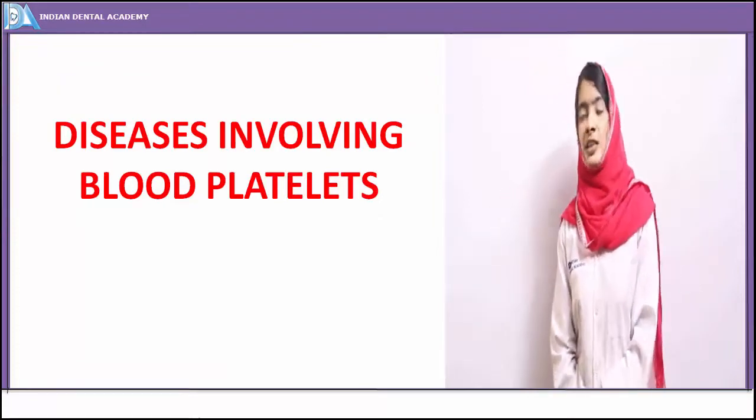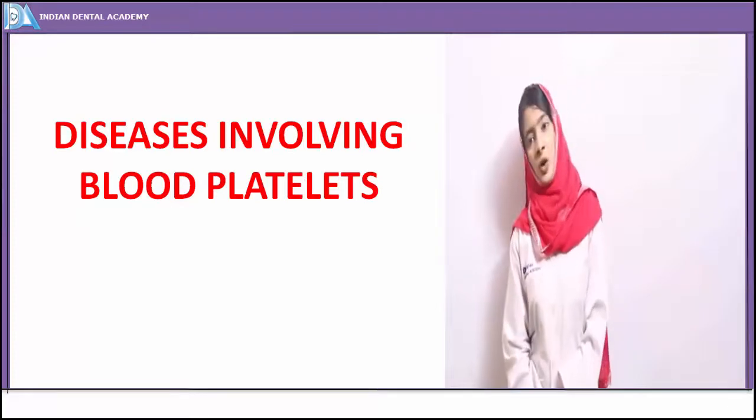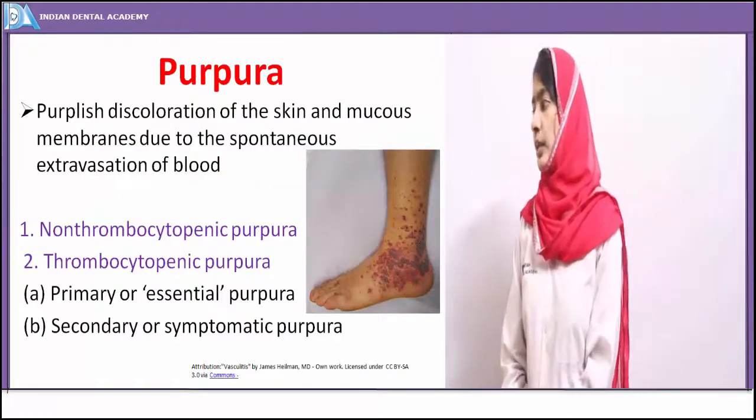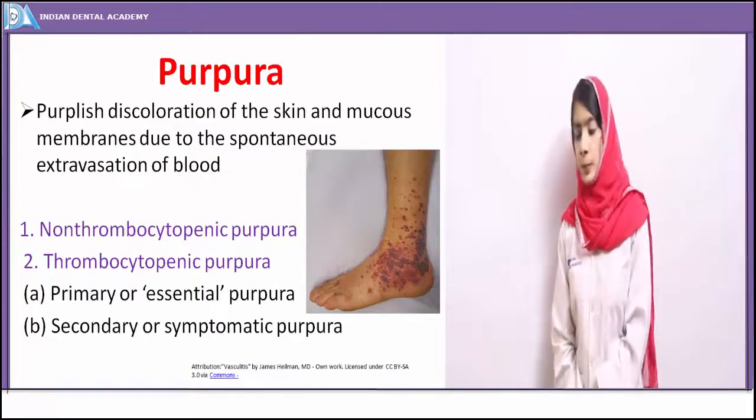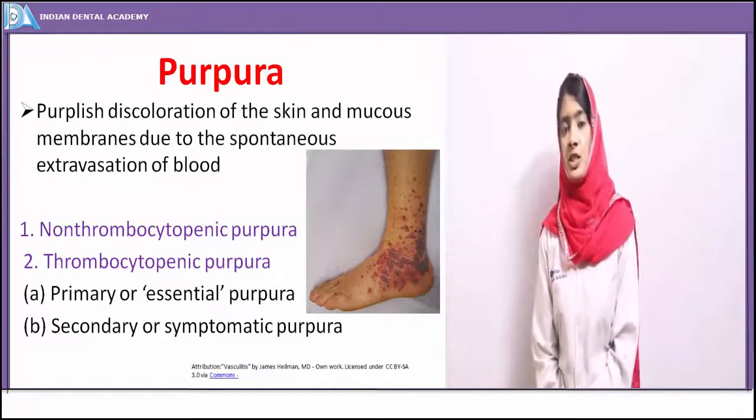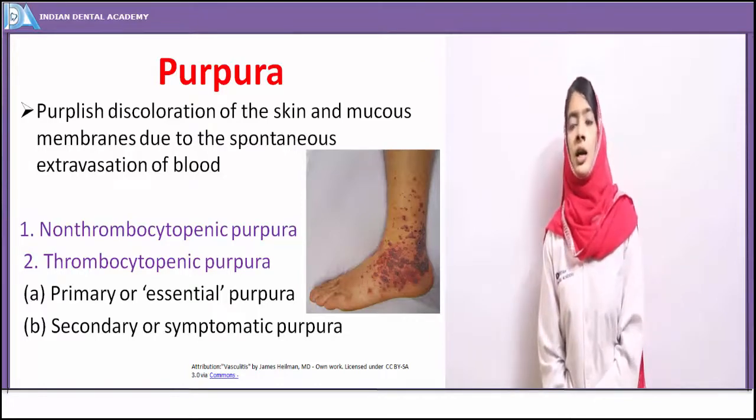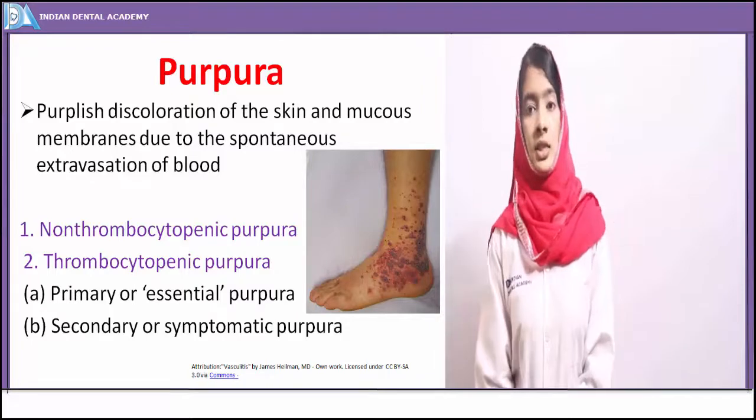So again, for the blood platelets, there will be either increased production or decreased production. First we'll see purpura. What is purpura? Purpura is nothing but purplish discoloration of the skin or the mucous membrane. It is due to extravasation of blood in the skin or mucous membrane.